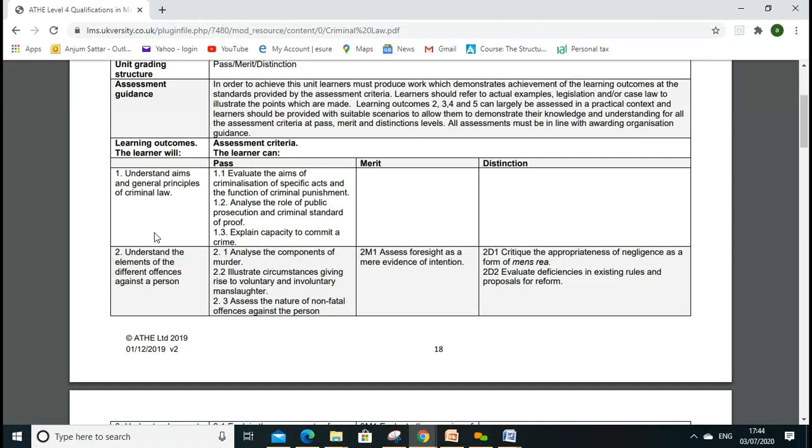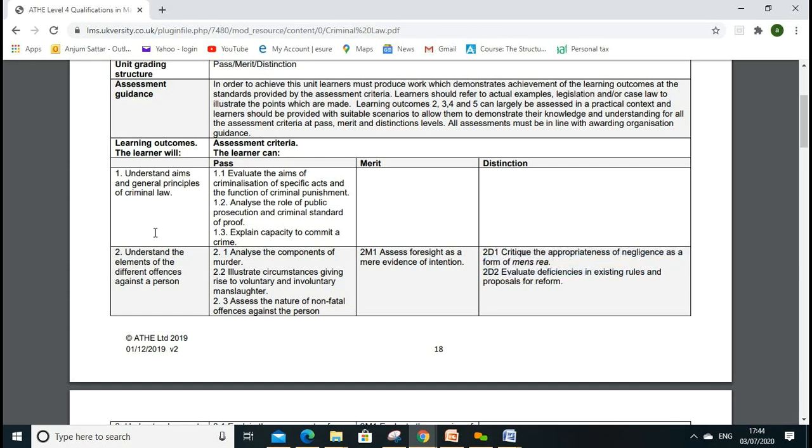So learning outcome 2 is understanding the elements of different offenses against the person. We'll go through the components of murder, voluntary and involuntary manslaughter, and assess the nature of the non-fatal offenses against the person. So there is a command verb, assess, analyze, and assess critically, so that's what we need to go through.